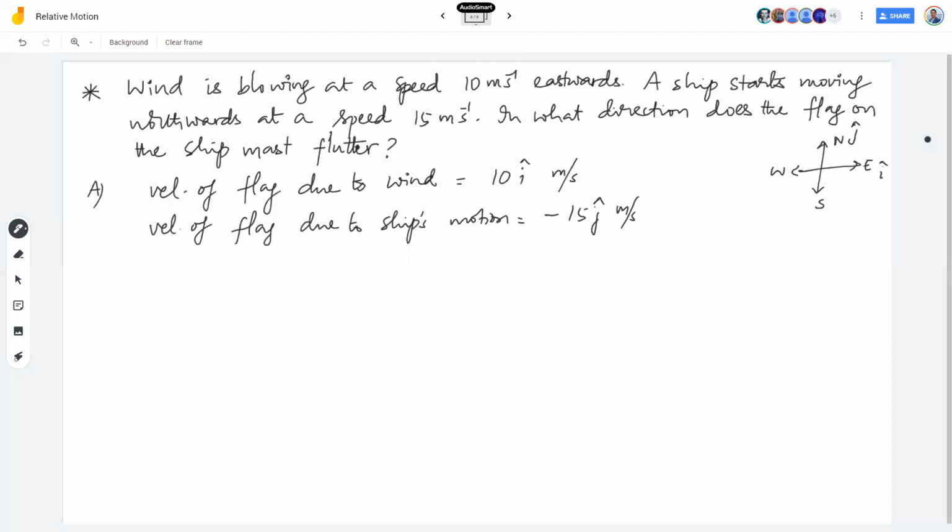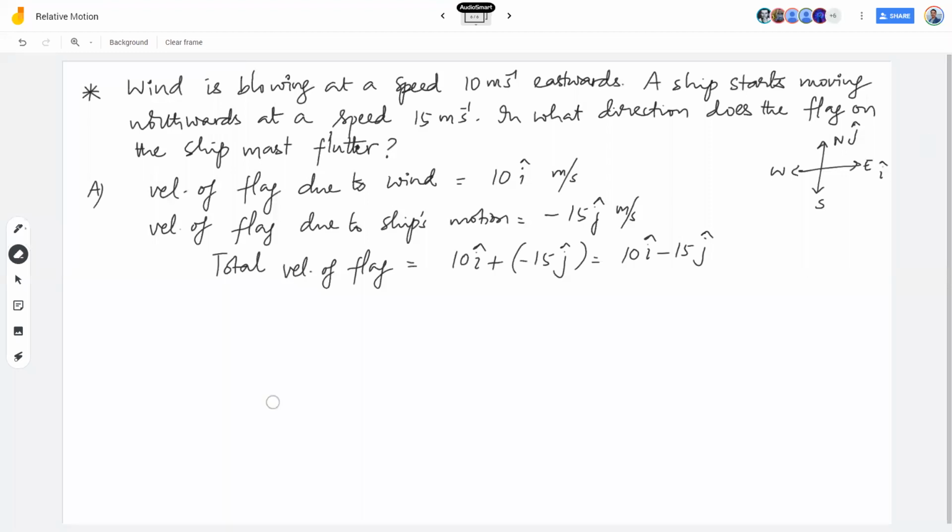So now there are two velocities for the flag. Therefore, the total velocity of the flag, not resultant. Resultant means just add them. So 10 i cap plus minus 15 j cap is equal to 10 i cap minus 15 j cap. That is all. You don't have to specify the speed of the flag. We're not worried about the magnitude of this. I just need a direction. How do I specify direction? 10 i cap minus 15 j cap.